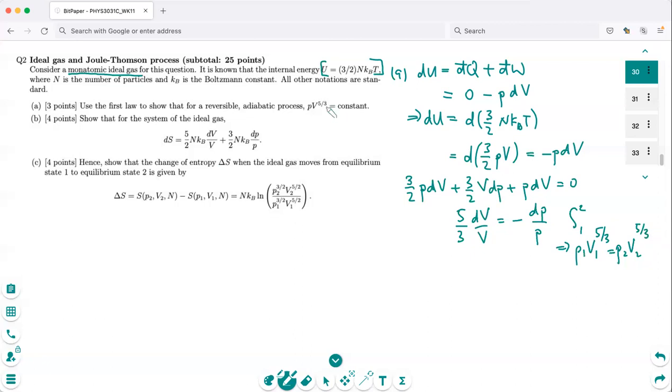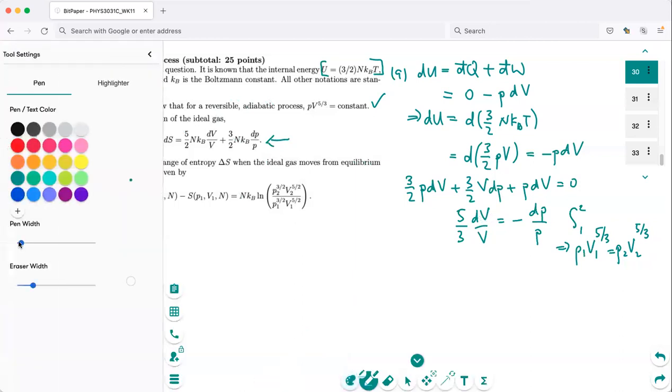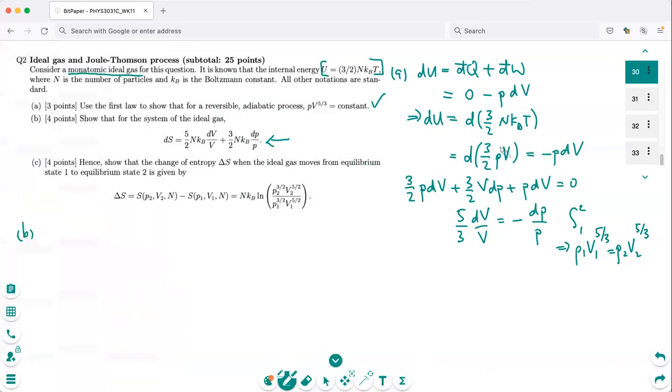Okay, and that is the desired result. Okay, so this is A. And B, you are asked to show for this system we just talked about, you have this result. So I think maybe the best thing to keep in mind is this line here. If you keep this result, it will be really useful for the rest of the question.